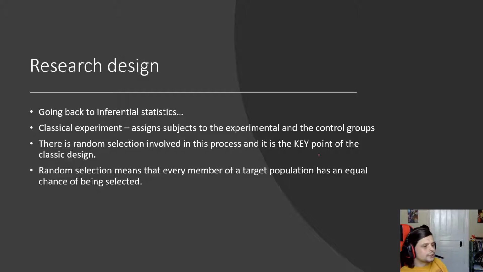Going back to research design, it assigns subjects to the experimental and control groups. There's random selection involved in this process, and it's the key point of classic design. Random selection means that every member of the target population has an equal chance of being selected.